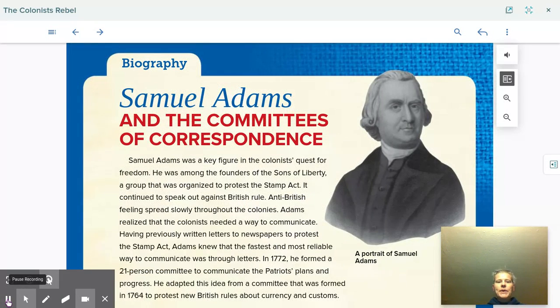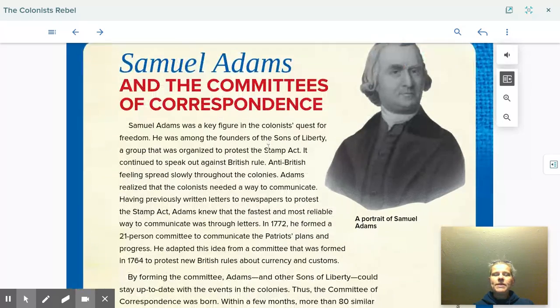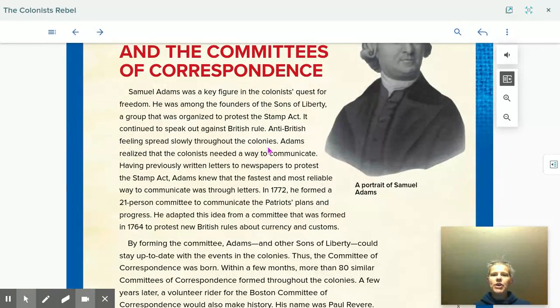Let's go ahead and take a quick look at the biography here of Samuel Adams and the Committees of Correspondence. So here's a portrait of Samuel Adams. It says Samuel Adams was a key figure in the colonists' quest for freedom. He was among the founders of the Sons of Liberty, a group that was organized to protest the Stamp Act. It continued to speak out against British rule.